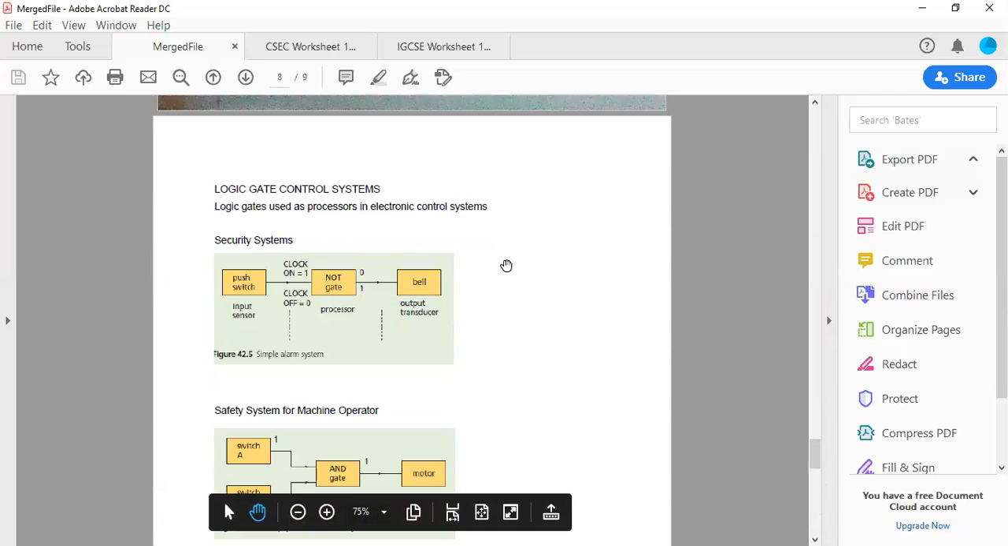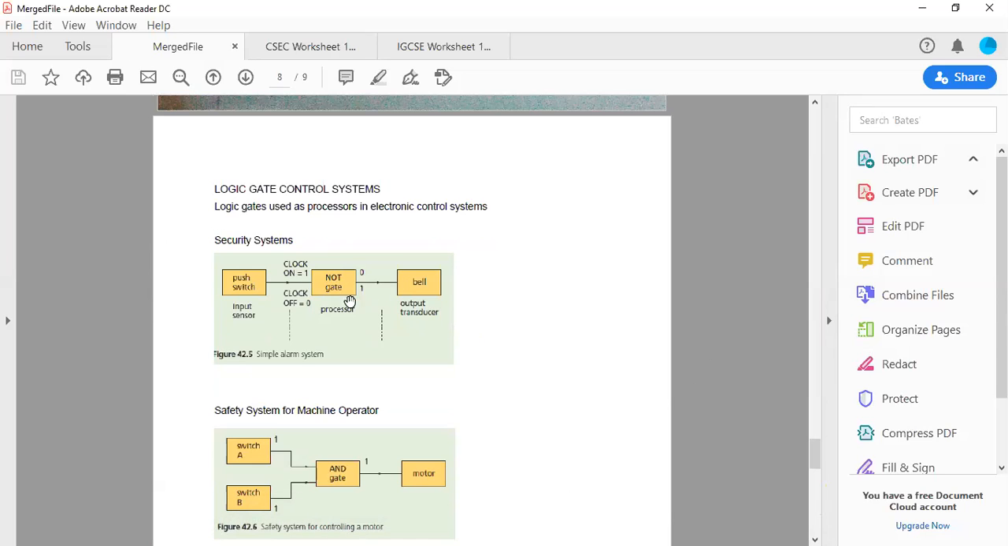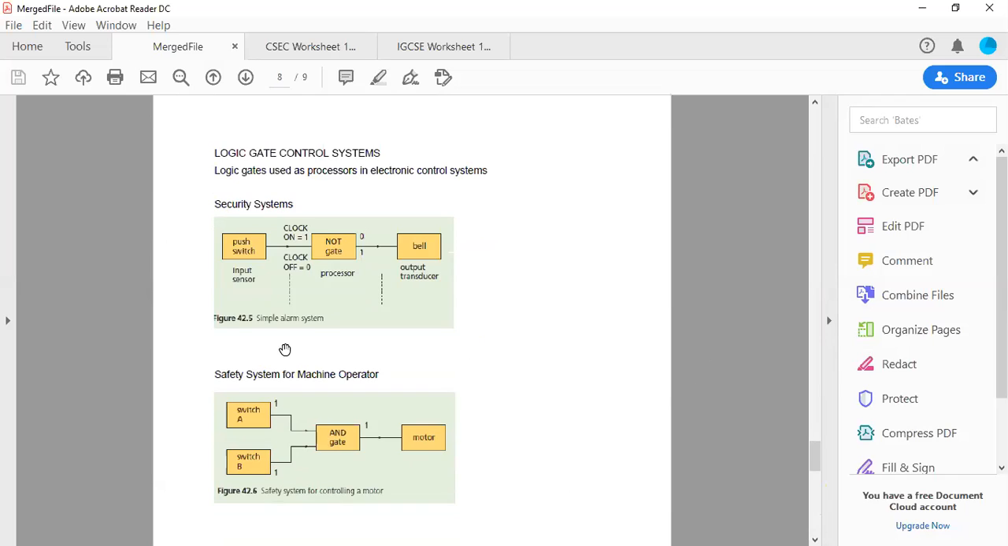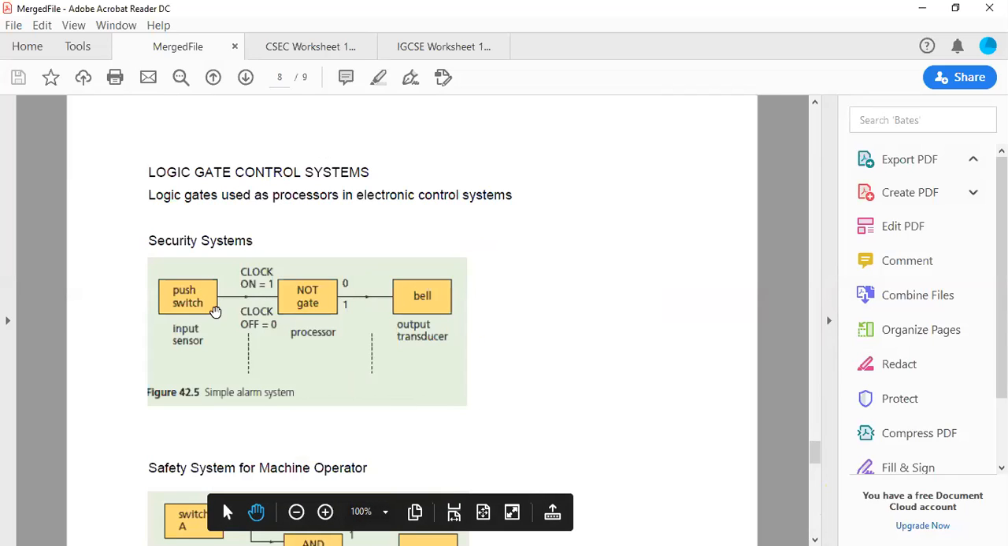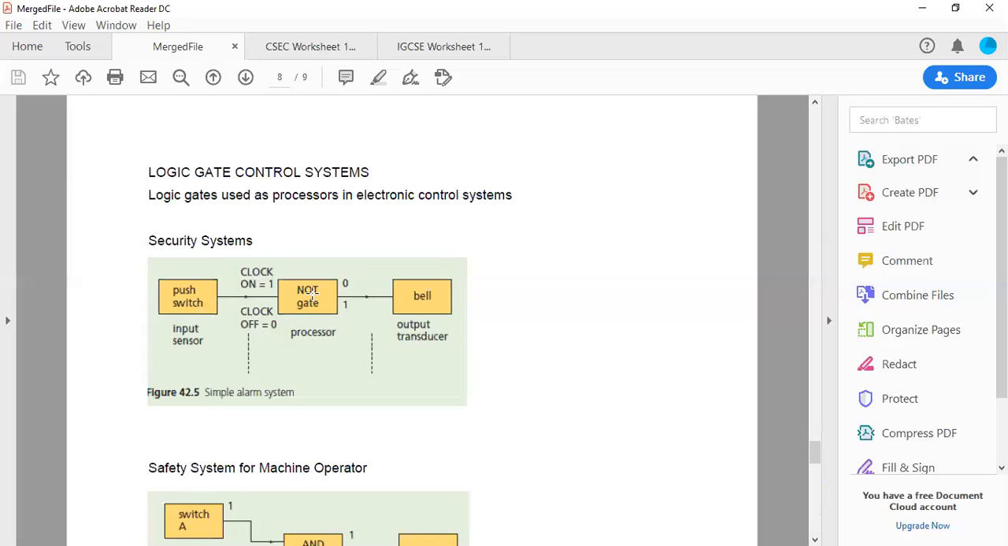For a security system, for example, you would have a push switch, a NOT gate, and a bell. So this is a simple alarm circuit which would say that when you push the button here, your NAND gate is going to come on, which means that the bell is going to come on. As a security system, if anybody breaks into the building, you use the fire alarm or any alarm switch that will trigger the bell.